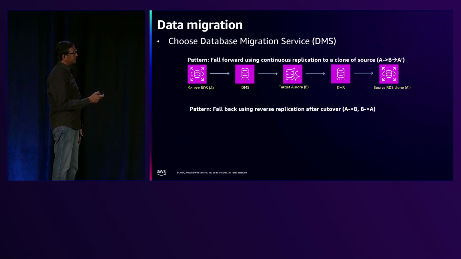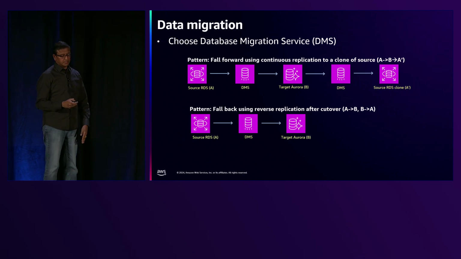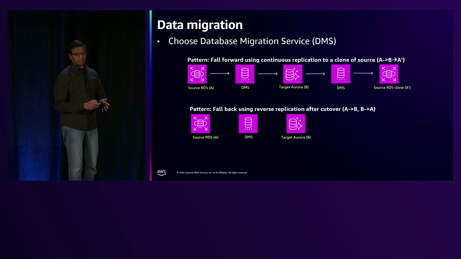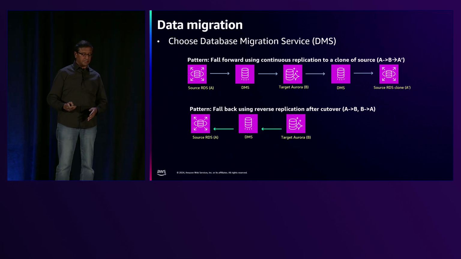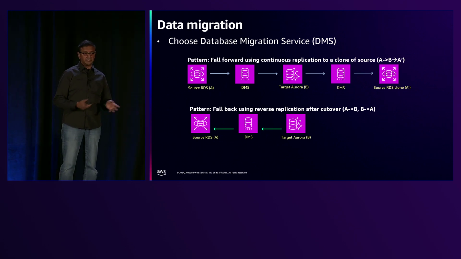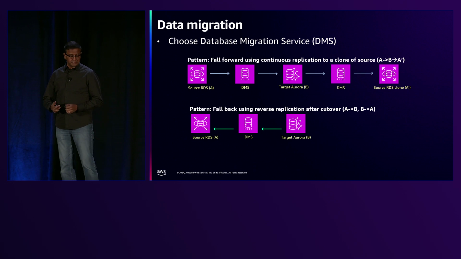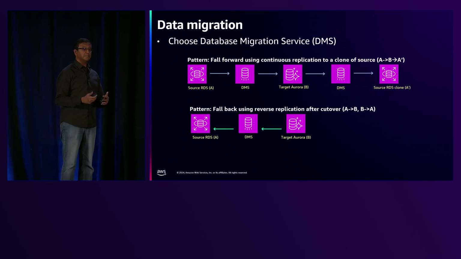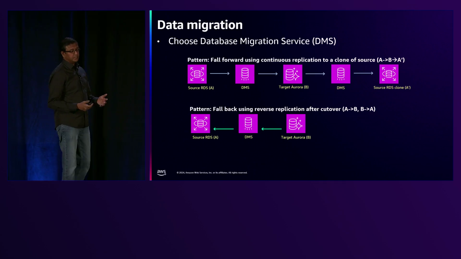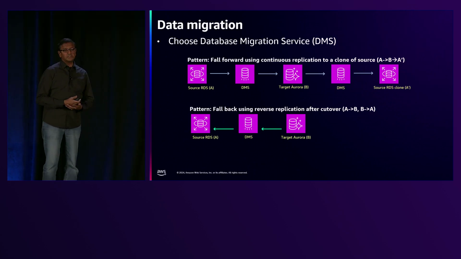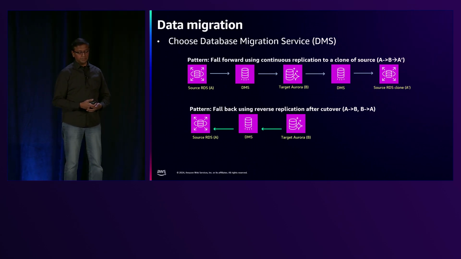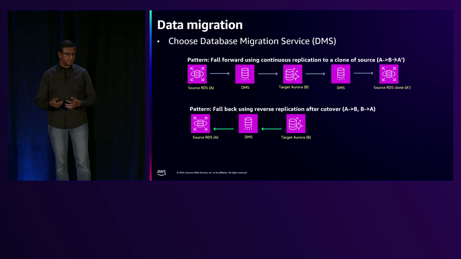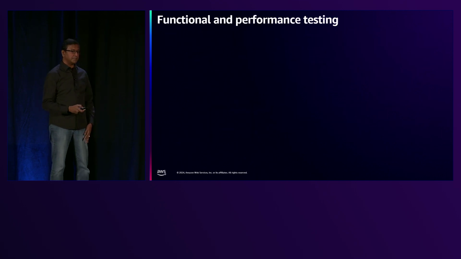The second pattern we used was the fallback pattern. It starts with an identical source to target via DMS, but once you do the cutover to the target, you start replicating in the reverse direction, back to your source. The challenge with this is you are testing this side of the pipeline only when you are live on Aurora, and if you have issues and you need to fall back, you may have data loss. Since QuickBooks uses multiple swim lanes, we use the first pattern for the initial set of swim lanes, and once we gain confidence, we switch to the second pattern for efficiency.